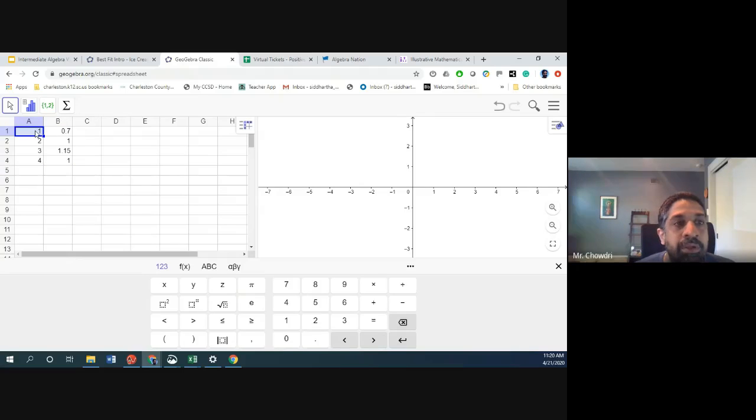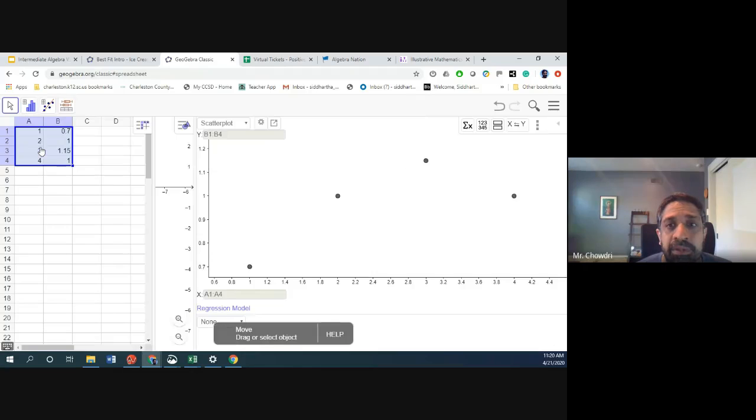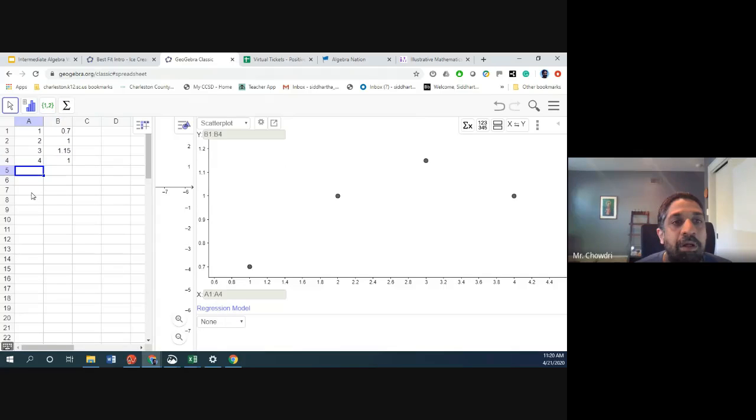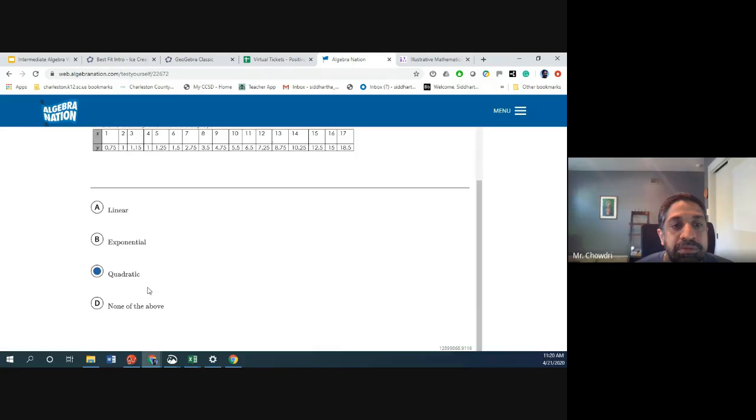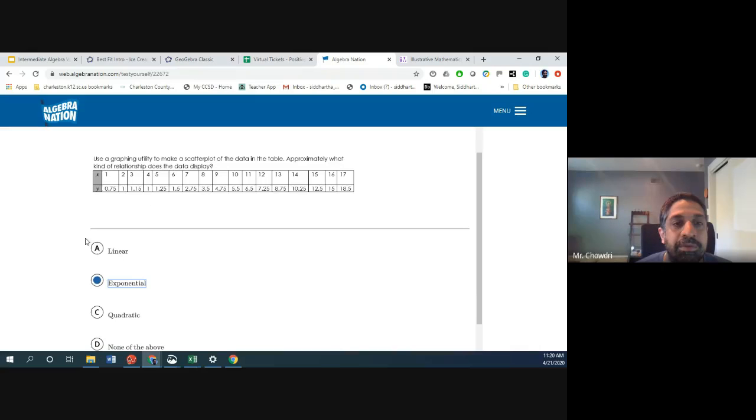So what you do is you'd highlight this data like this. You'd take your mouse, after you go to that GeoGebra classic spreadsheet link, you'd go here like this. You do this, and you go to 2-variable regression analysis. And it's going to plot your points like this. And after you've plotted all of the points, your question is going to be whether it's linear, exponential, or quadratic. And linear means it's going to look like a line.